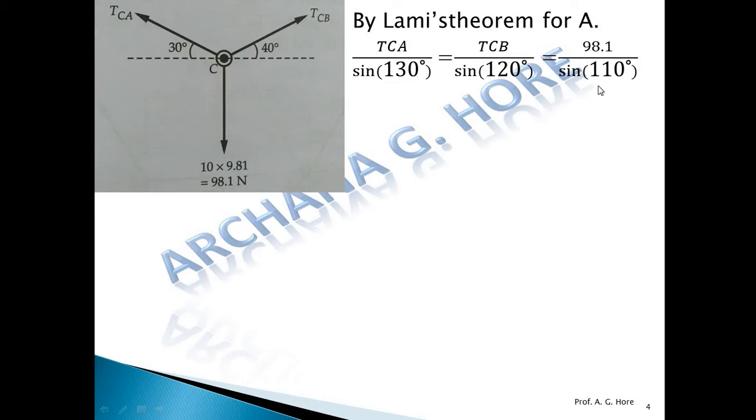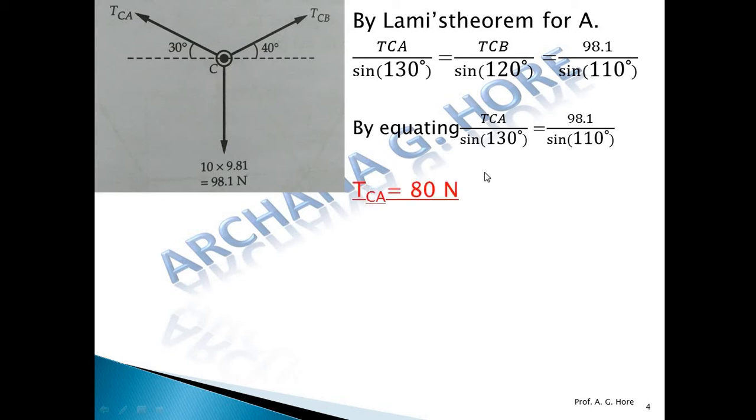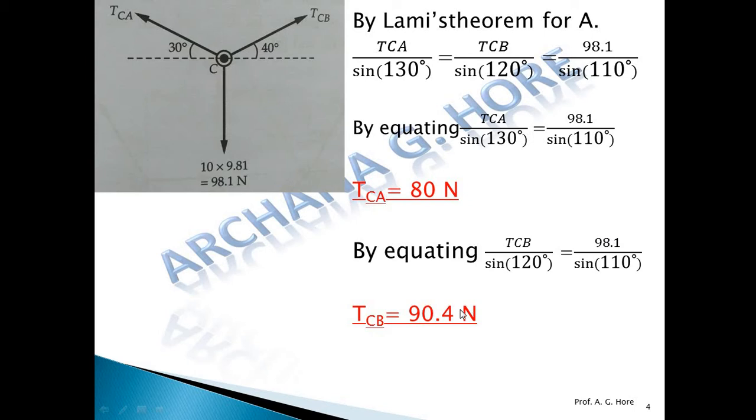So first of all equate the first and last. Now for this sine 130, do the cross multiplication, take it in the numerator and simplify that. Do the calculation and you will get the value of tension AC, that is 80 Newton. Now after that equate these two. Again do the same calculation, take this sine 120 in the numerator multiplied by 98.1, and simplify this calculation on your calculator. You will get the value of TBC, tension BC, that is equal to 90.4, which is asked in the question. Okay, the question asked for these two tensions, so these are the answers.